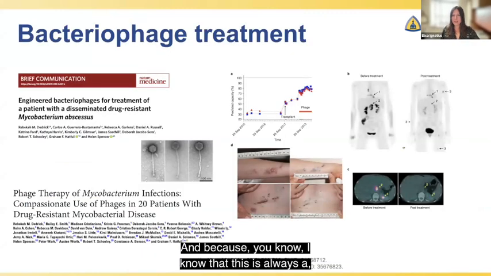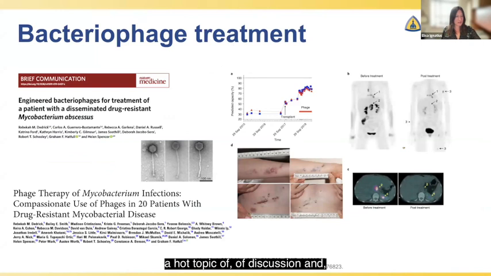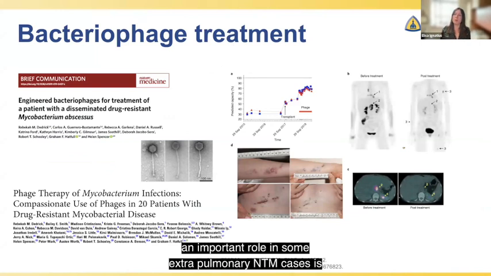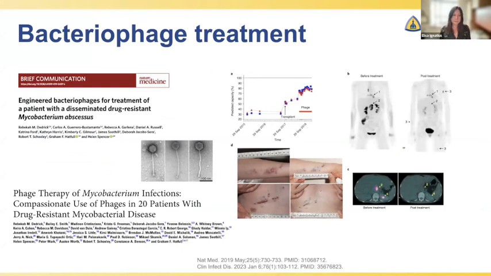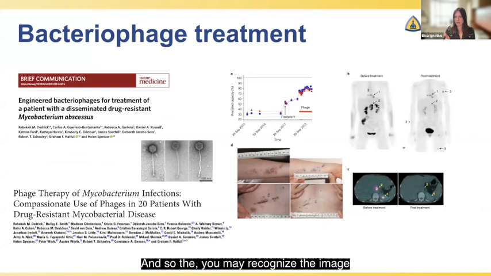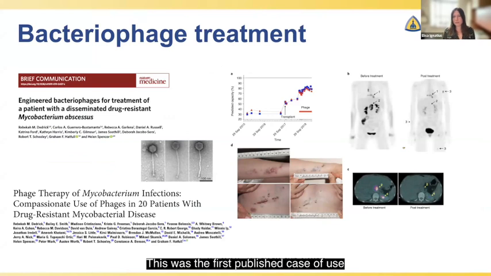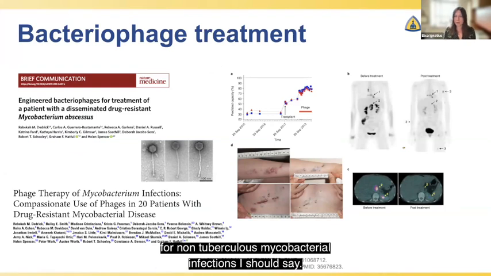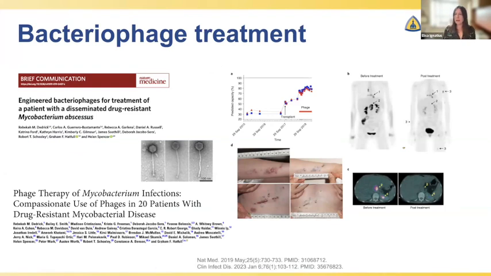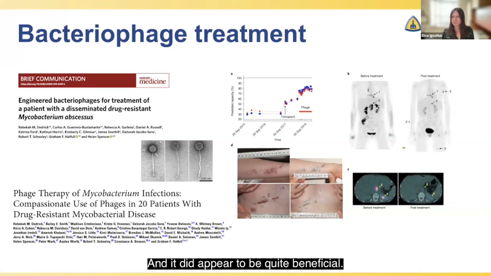And because I know that this is always a hot topic of discussion, and something that I think has really had an important role in some extrapulmonary NTM cases, is antimycobacterial bacteriophage treatment. You may recognize the image shown here from an earlier slide. This is that same young girl who has cystic fibrosis. This was the first published case of use of bacteriophage treatment for non-tuberculous mycobacterial infections, I should say. And it did appear to be quite beneficial.